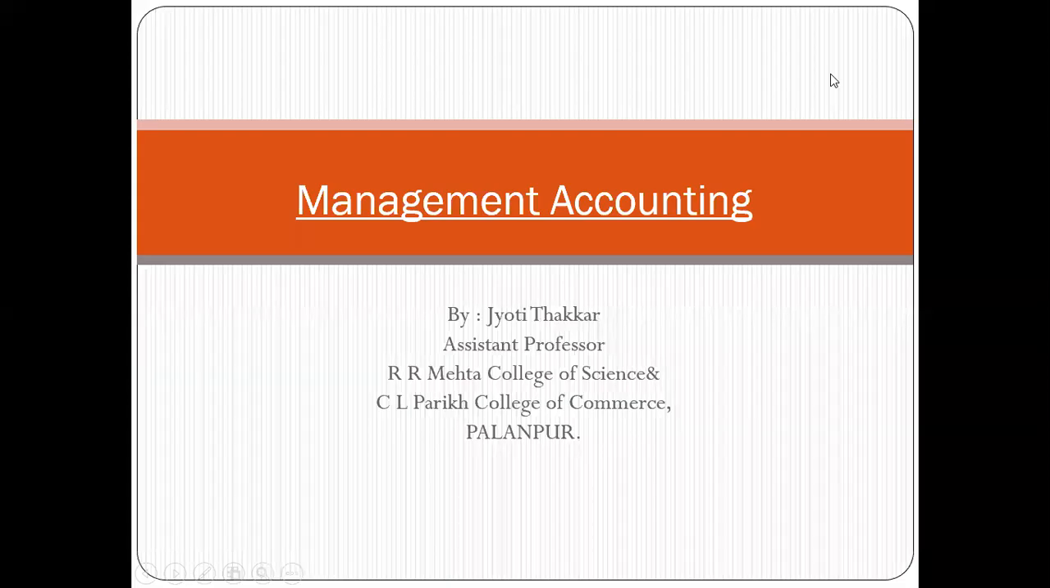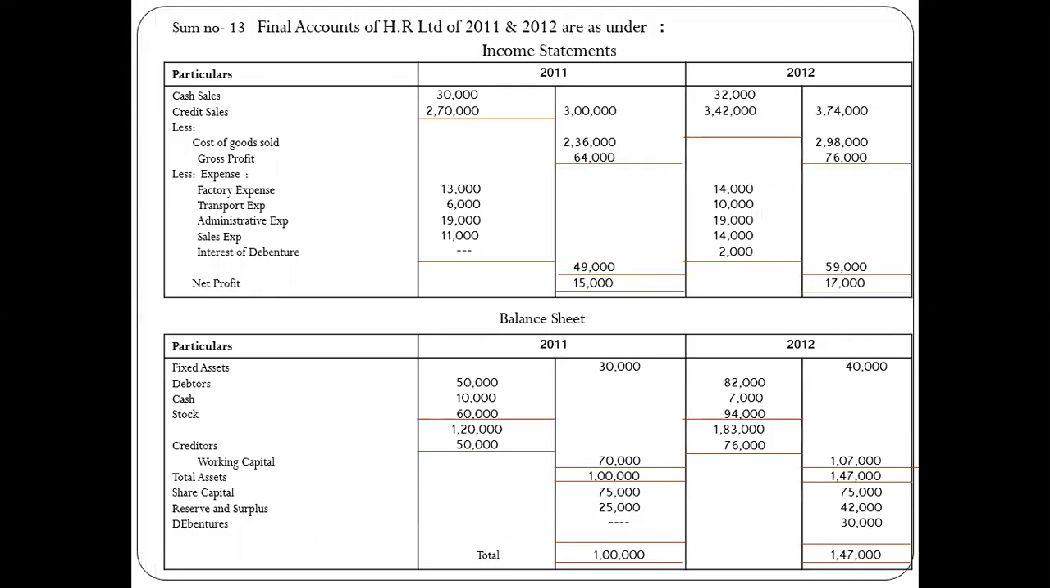Hello everyone. In management accounting, we will see a new sum in this video. In this sum, we have the information of 2 years, so we have to find out the ratios for the 2 years. Let's go through the details. Final accounts of HR Limited of 2011-12 are as under.